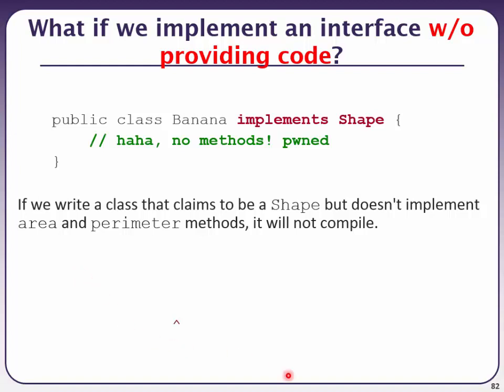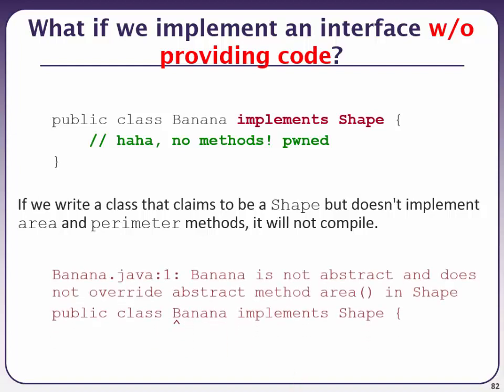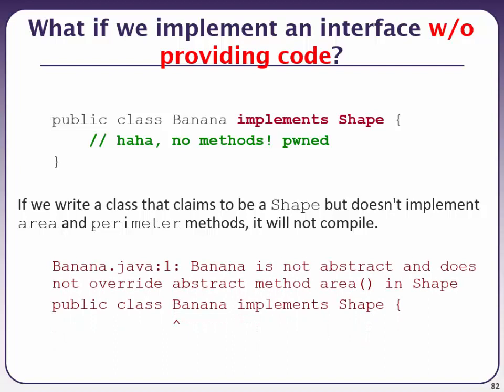What happens when you do something like that? It's just not going to compile. When you say that you are going to implement the interface Shape, this is a binding contract. Your class has to provide full implementation for those two methods that are defined in Shape. If not, well, there we go. You're going to get an error message.